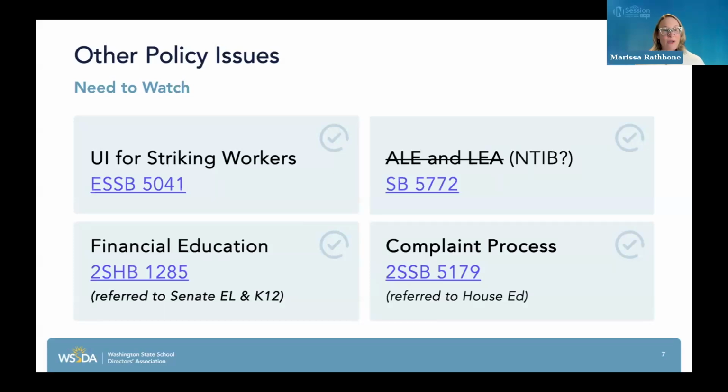You heard from Randy about 1285. It has been referred to Senate Early Learning, so I imagine we'll see that in committee over there.